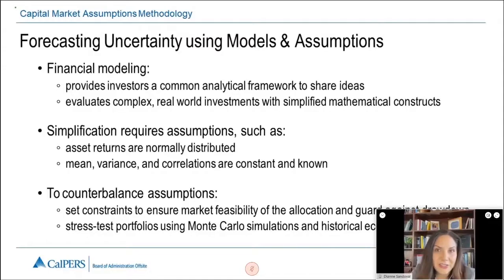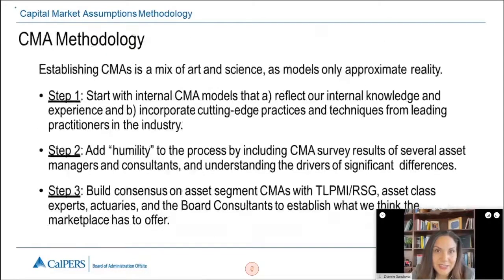If I can ask you now to turn to page 10. Thank you. I will walk you through a broad overview of our process for setting CMAs. Because we know that forecasting CMAs involves quite a bit of art as well as a science and is dependent on us getting a lot of assumptions about the future right, we build quite a bit of humility into our process. So here I show you the 3 steps that we follow.